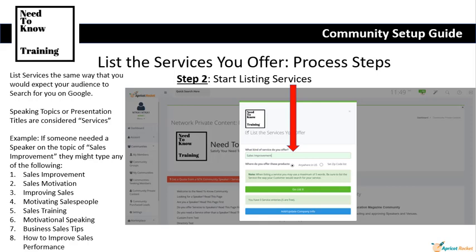You should list services generally the same way that you would expect your audience to search for you on Google. Speaking topics or presentation titles are actually considered services the way this works. So here's an example. If someone needed a speaker on the topic of sales improvement, they might type any of the following: sales improvement, sales motivation, improving sales, motivating salespeople, speaker training, motivational speaking, business sales tips, how to perform sales, improve sales performance. They might type any one of those kinds of things.